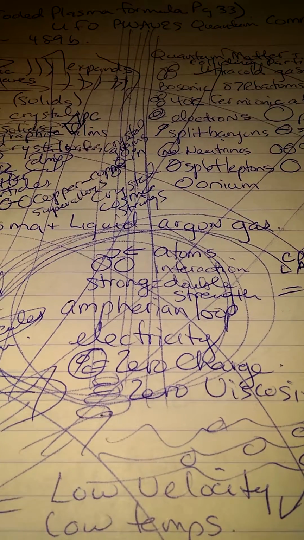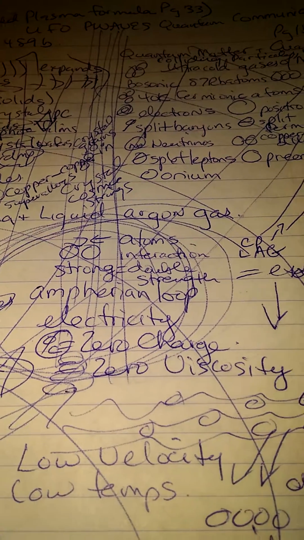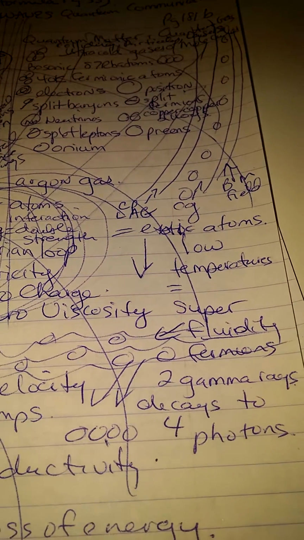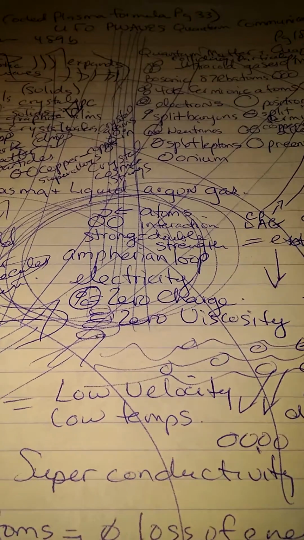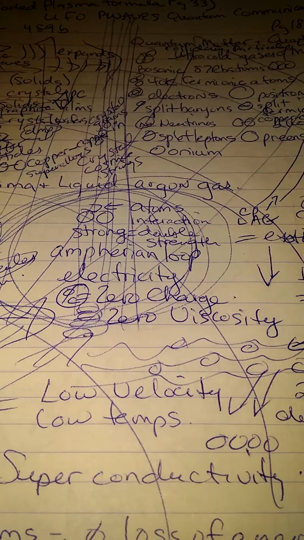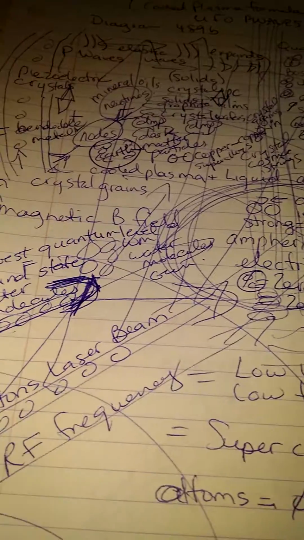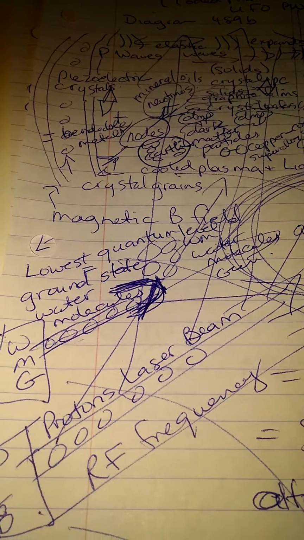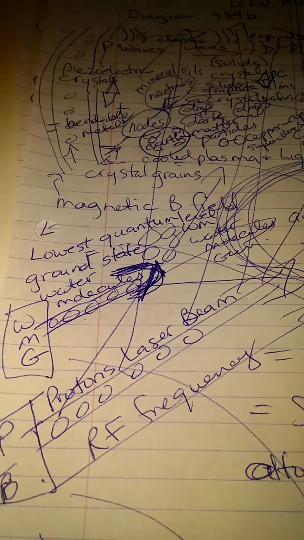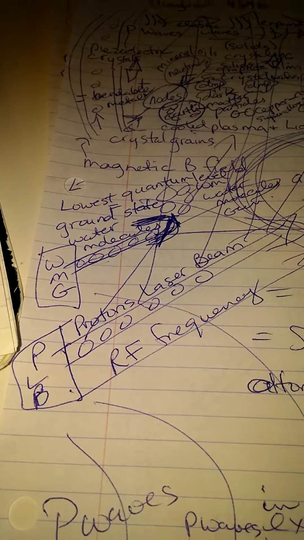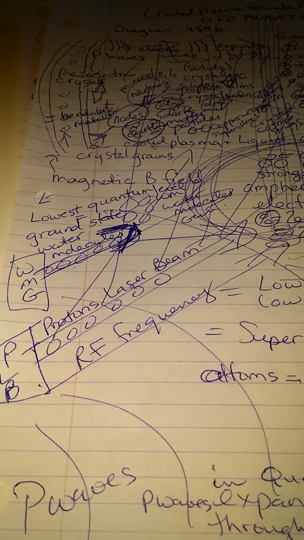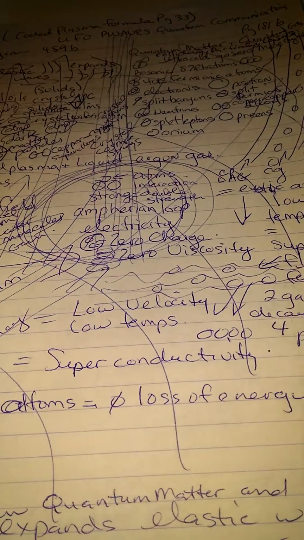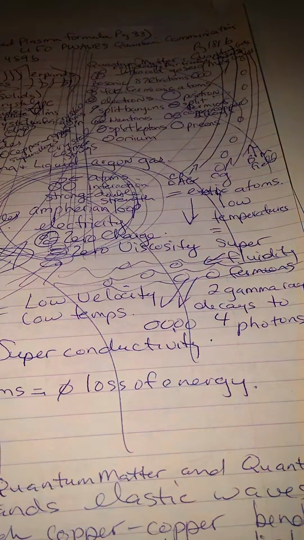It says atoms are going to have strong interactions, which will be double strength. Your exotic atoms will be at a low temperature, which equals superfluidity. The particles that are colliding are going to have a zero charge and zero viscosity. Then we're going to reach our lowest quantum level, which is the ground state in the water molecule gun. Then it shows a proton laser beam gun as well as our RF frequency gun. There's three signals going to all these colliding particles here. And this is all for communications.